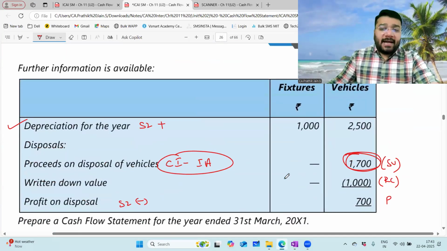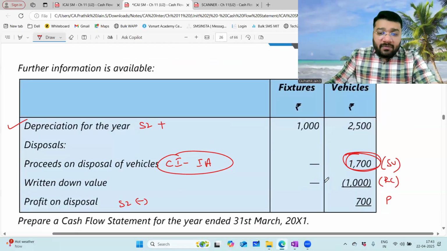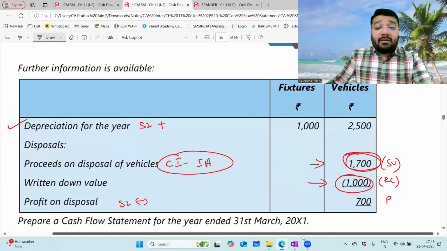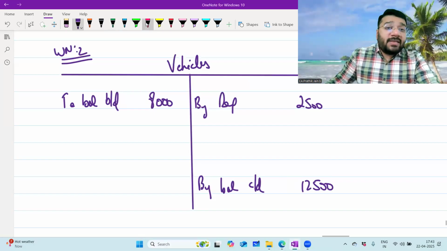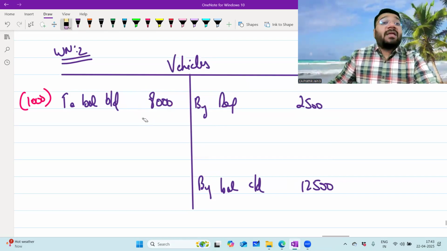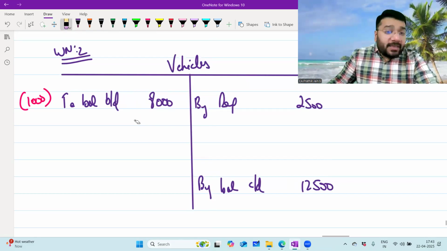Now, the question says that 1,000 worth of vehicle is being sold for 1,700. This 1,000 worth of vehicle is included where in the ledger? Sir, in this 8,000, that 1,000 is included. This 8,000 is the total of multiple assets, in that one asset is being sold. Have they given the date of sale of the asset? No. In the absence of the information, we assume that the asset is sold in the beginning of the year. So in this 8,000, that 1,000 worth of asset is included.